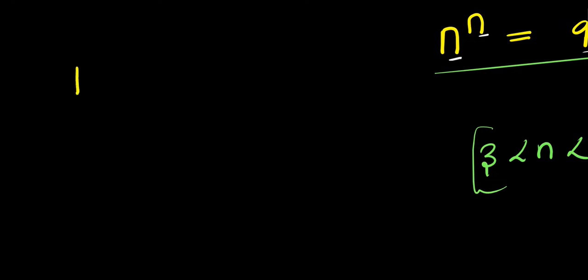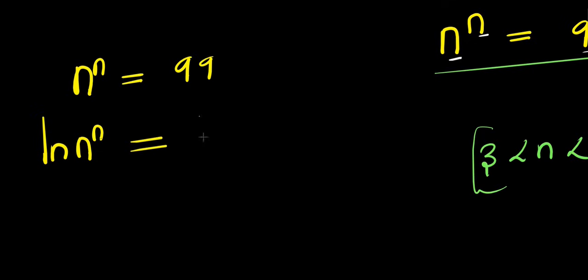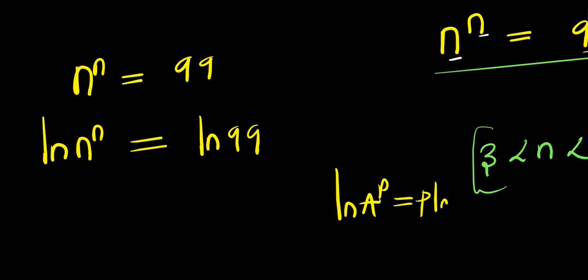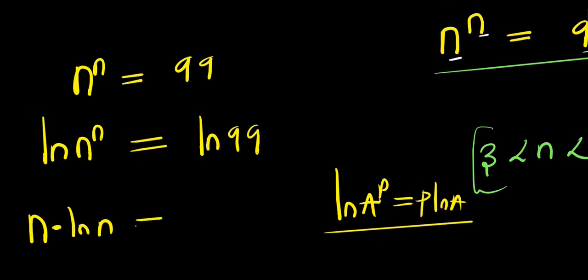So we have n to the power of n equals 99. And for us to solve for n, we make use of natural log. I have natural log of n to the power of n equals natural log of 99. Now, if you have natural log of a to the power of p, this equals p times natural log of a. So natural log of n to the power of n will be n times natural log of n equals natural log of 99.